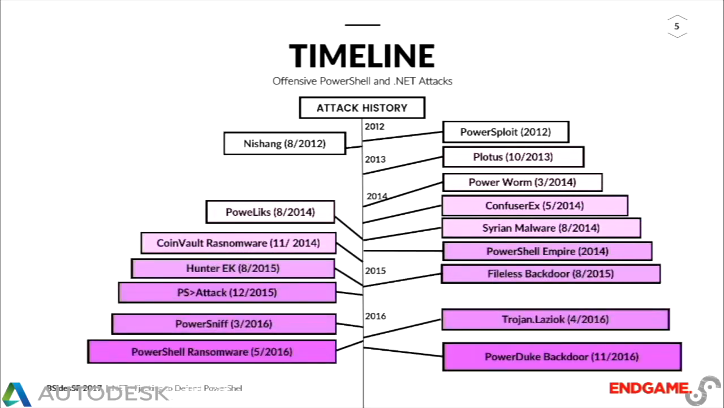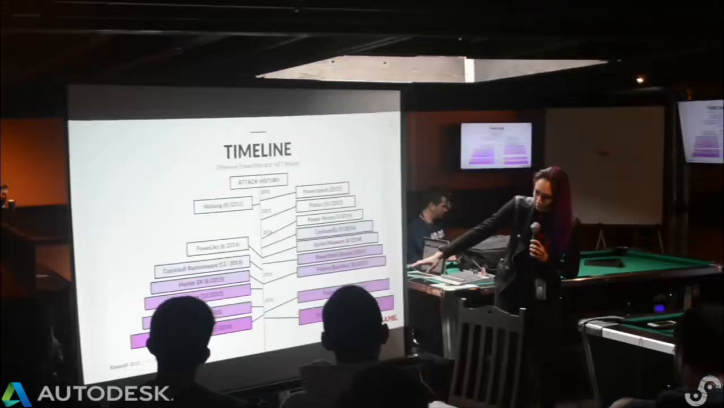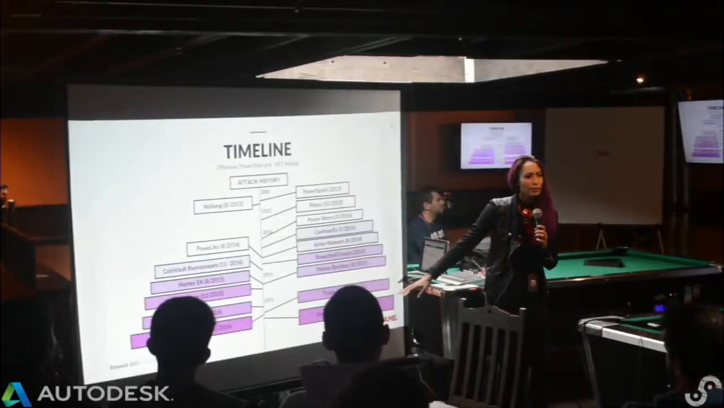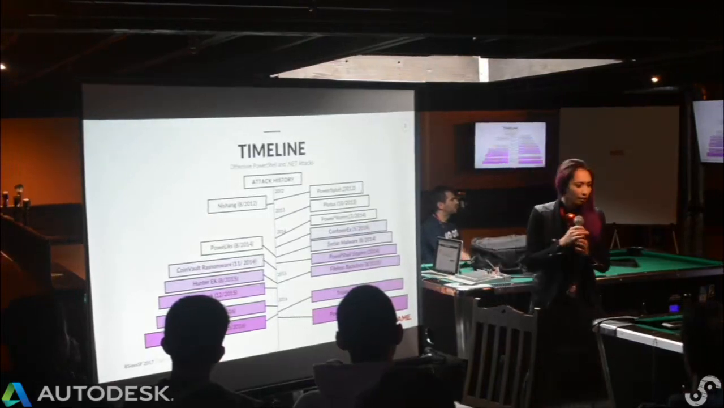So this is the timeline that I've put together of PowerShell frameworks and PowerShell malware that has been used in the last couple of years, since 2012. So you can see PowerSploit, everybody knows, the offensive framework. PowerLeaks, which was one of the first used to pivot for the payload being fileless and all that. And then if you keep going down, we remember PowerDuke. I think it's the same guys who did the DNC hack.